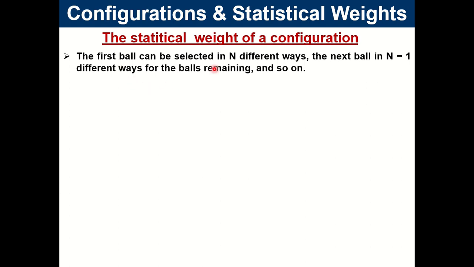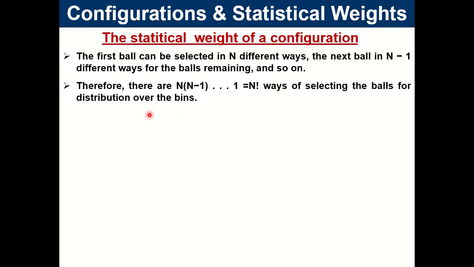So if you have n number of molecules or n number of particles, the first particle can be placed in n different ways. Then the next ball will have n minus 1 different ways for placing the remaining, and so on. So therefore there are n into n minus 1 into n minus 2 and so on up to 1, which will be equal to n factorial ways of selecting the particles for distribution over the different baskets.